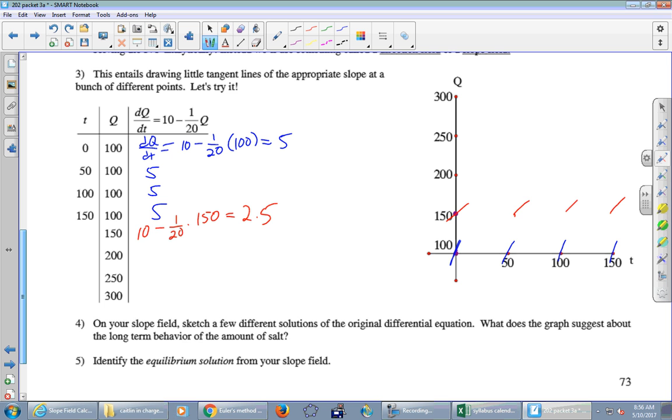Okay, if we plug in 200, yeah, it's 10 minus 10, that's a 0. So what kind of line? Horizontal. So at every place where we're at 200, draw a little horizontal line.